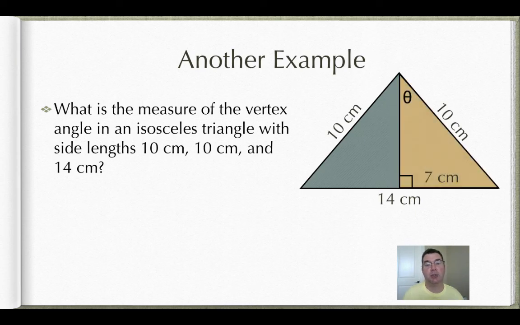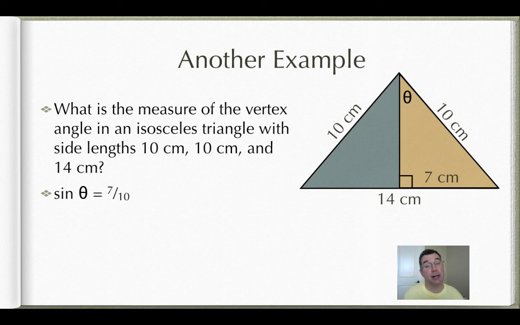So I cut it into two right triangles. Each one of them is going to be congruent to the other. So theta is going to be at the top. That's actually not going to be the vertex angle, but it's going to be half of it. So once I figure out theta, I can easily figure out the vertex angle by doubling theta. If I look at where theta is, 7 is the opposite of that angle, and 10 is the hypotenuse. So I'm going to use the sine of theta equaling 7 over 10.